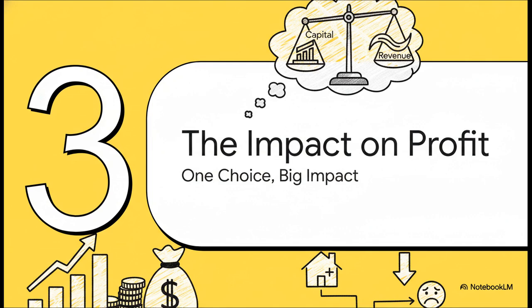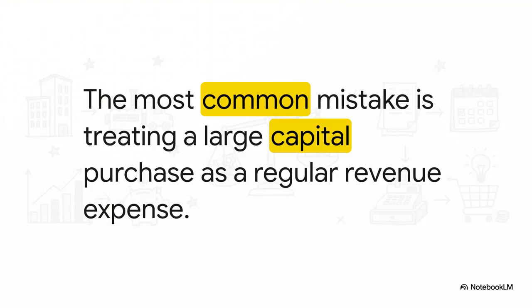Okay, we've got the definitions down, but why does any of this really matter? Who cares what bucket you put it in? Well, you should. Let's get to the consequences, because this has a massive, direct impact on your bottom line, your profit. So, the single biggest, most common mistake people make is taking a huge capital purchase, like our new espresso machine, and just writing it off as a regular monthly expense.